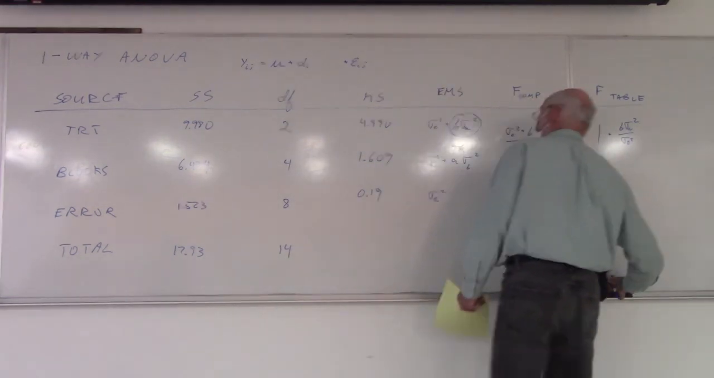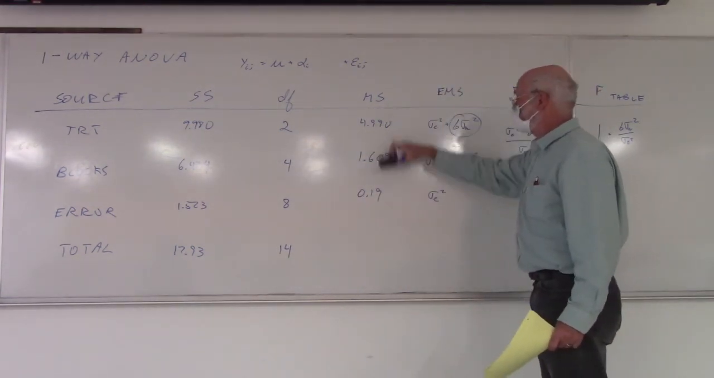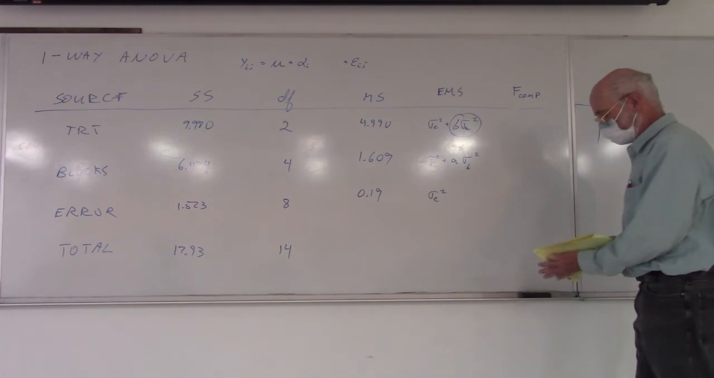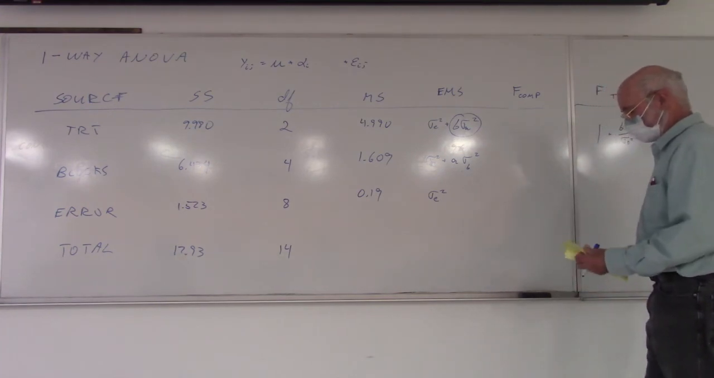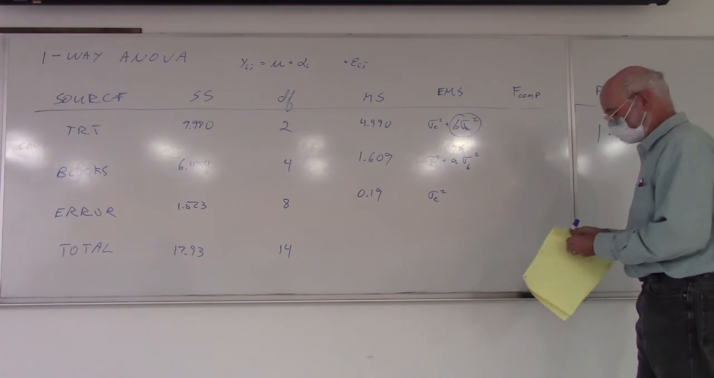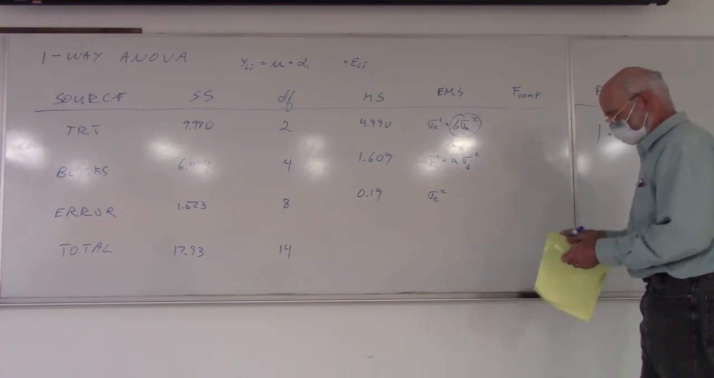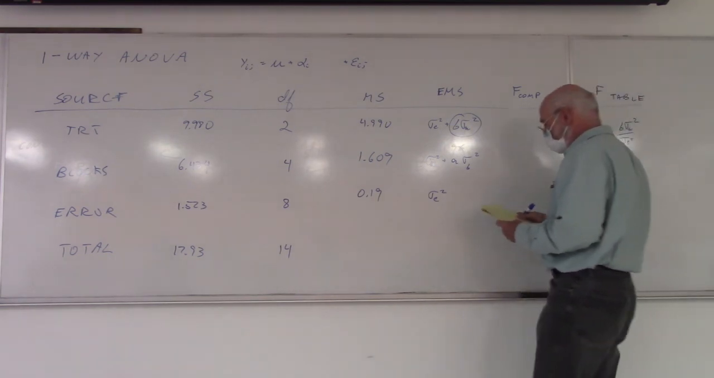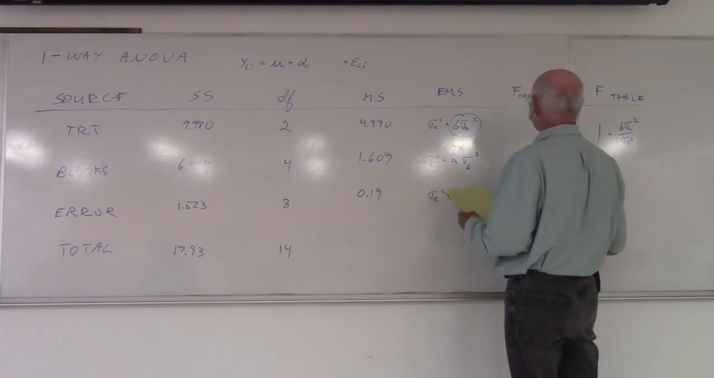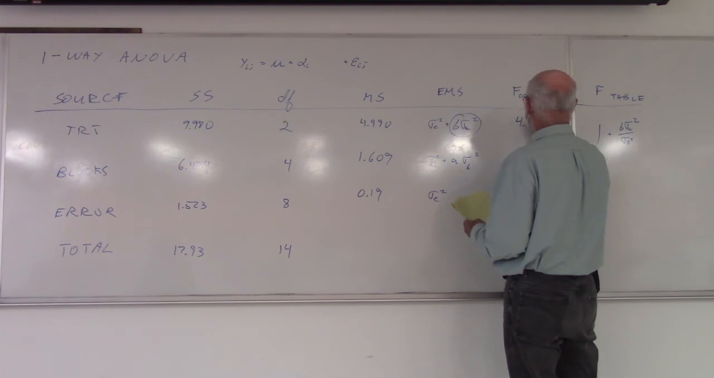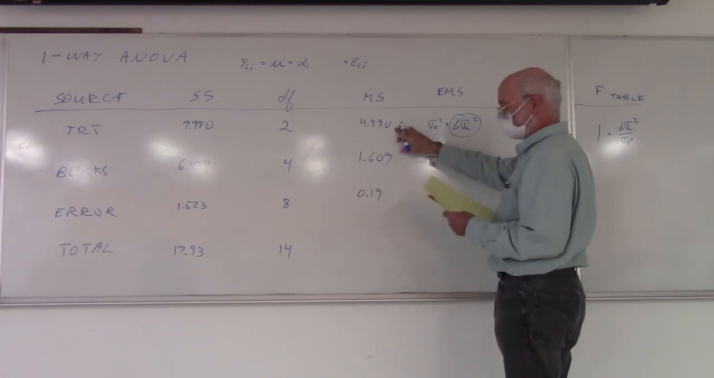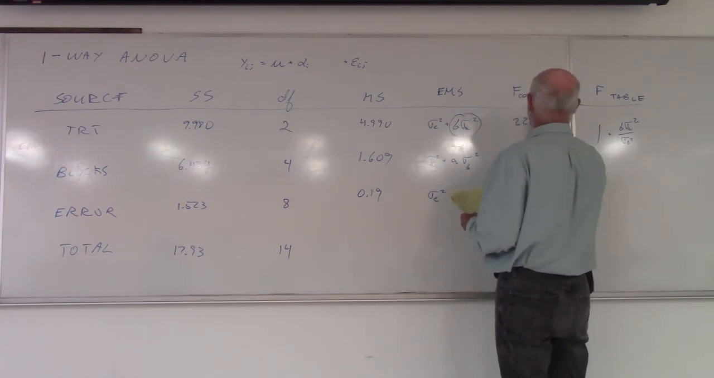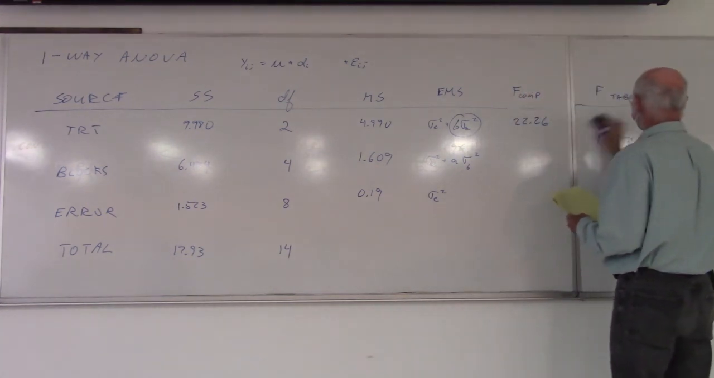It's going to be 4.990 divided by 0.19. So our computed F value then is 22.26, and the table value is 4.46.